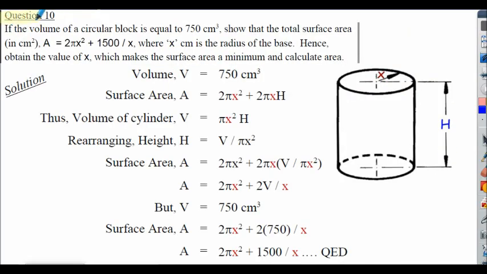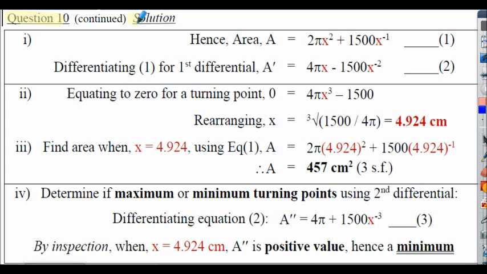So here's question 10, beginning of the solution. I'll let you review this at your own pace. Just note again, we were given a formula in the question to prove, and we've done so here, formula for the surface area of the circular block. Question 10, solution continued. Our formula for area from the previous slide.